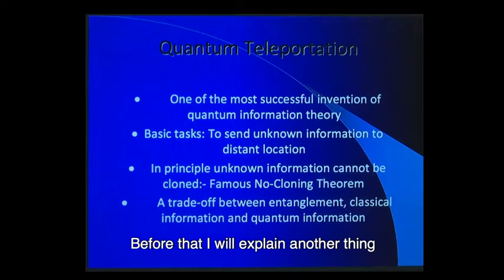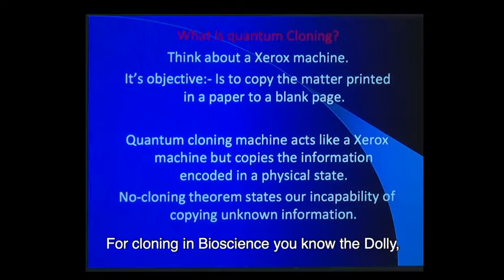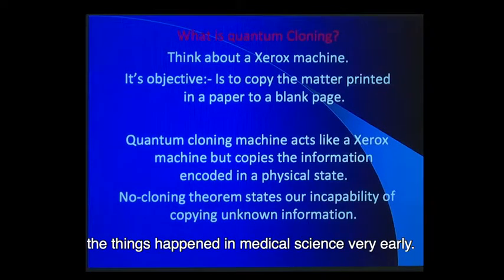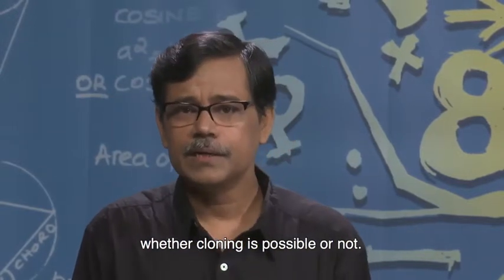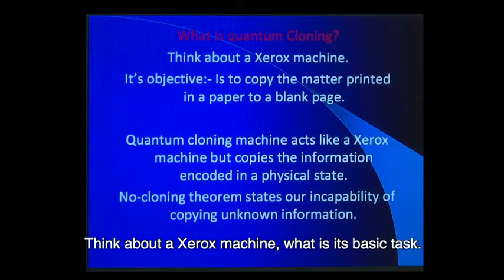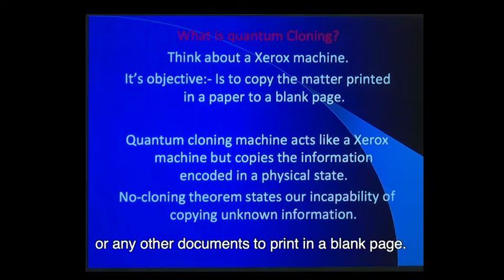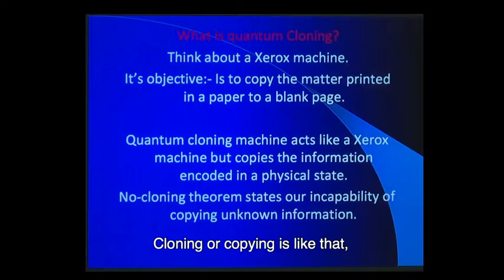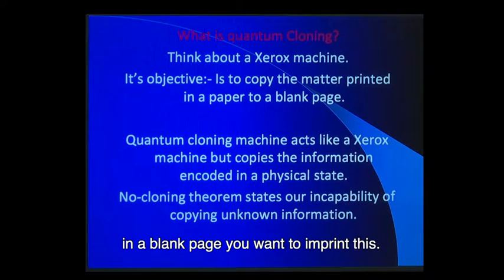Before that, I will explain another thing. It is known as quantum cloning. Why? Because quantum cloning says that unknown information cannot be copied. Now, I will explain a little bit about these things. For cloning in bioscience, you know Dolly, the things that happened in medical science very early. Now, people are interested in physics whether cloning is possible or not. Think about a Xerox machine. What is its basic task? In a blank page, we have to imprint a book matter or any other documents. Cloning or copying is like that. You have information encoded somewhere, and you want to imprint this on a blank page.